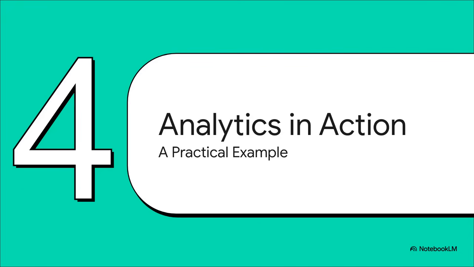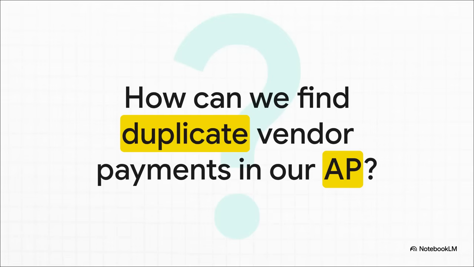Okay, theory is great and all, but let's make this real. We're going to apply that 5-stage framework to a pretty common accounting problem. So here's our business question. Duplicate vendor payments. They're expensive, and you'd be surprised how often they happen. Trying to find them by hand? It takes forever. So how can data analytics help us solve this efficiently?